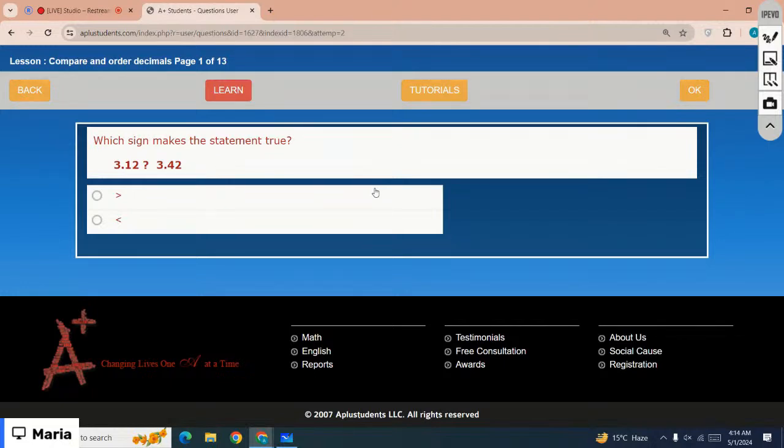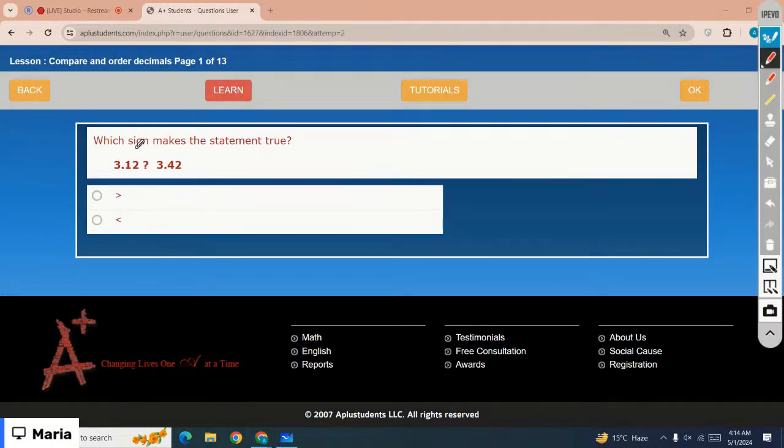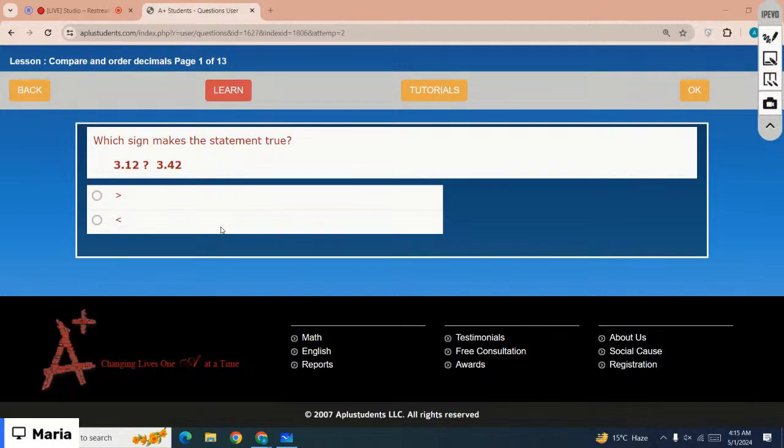The correct option is, you have to compare their whole number parts, right? They both have exactly the same whole numbers, 3 and 3. Now you have to check the 10th digit. Here you have 1 and here you have 4. 1 is less than 4. That means 3.12 is less than 3.42. Got it? The correct option is 3.12 is less than 3.42. So the correct option is less. The second one is the correct option.